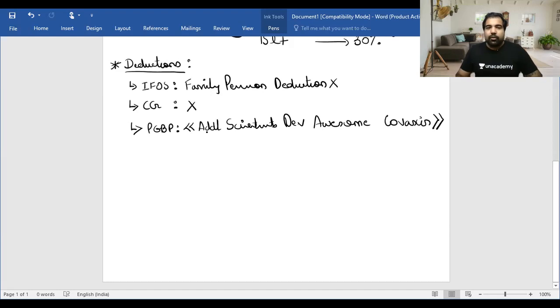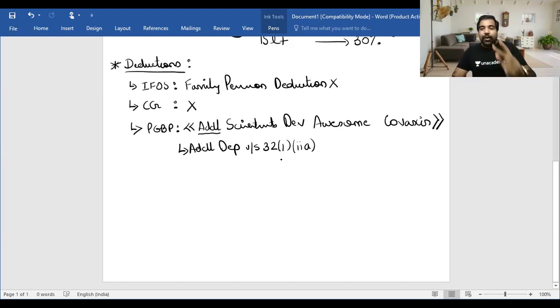Be very, very careful. Additional depreciation, which is under section 32(1)(iia), 20% additional. If you buy plant and machinery and you're into manufacturing or generation of power, you get 20% one-time additional depreciation. If you put the asset to use for less than 180 days, then half this year and half next year. That additional depreciation you will not get.